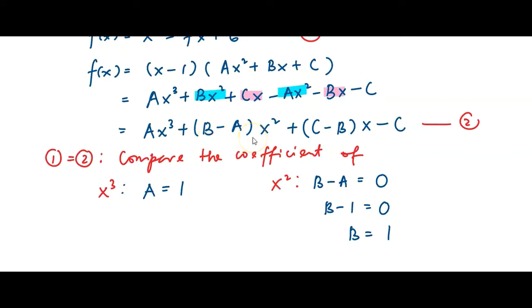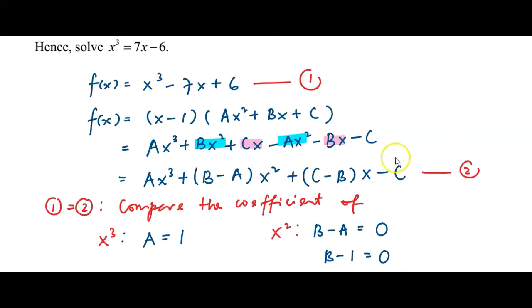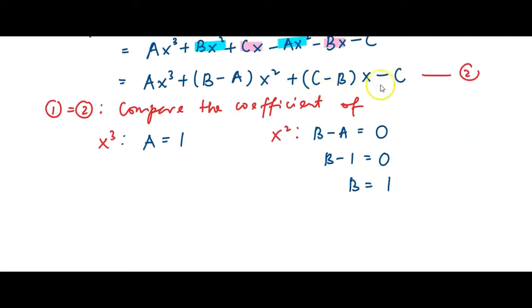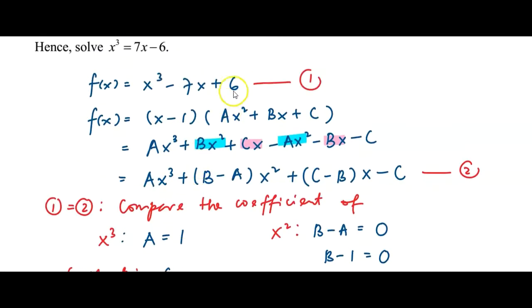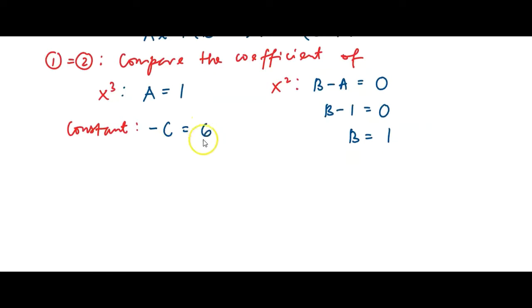In order to get the value of c, I'm going to compare the constant. Or you may compare the coefficient of x. Since the coefficient of x includes b, it's easier for me to just compare the constant, because the constant just consists of c. The constant for this second expression is negative c, and the constant given in my cubic expression is 6. So negative c is equal to 6, and c equals negative 6.